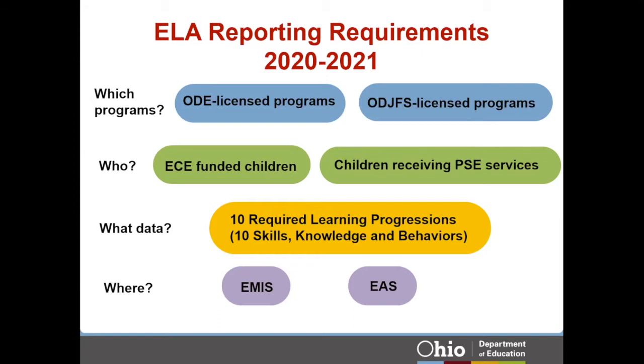Now for the 2021 school year only, the minimum requirement has changed. We have that information on our webpage, and we've been sharing that information with all of our trainings with our teachers, and it's been shared in multiple communications. So hopefully everybody knows that it's the 10 skills, knowledge, and behaviors that you are reporting this year. All programs may use the ELA. It's only the ODE and ODJFS licensed programs that are required to report on those funded children.